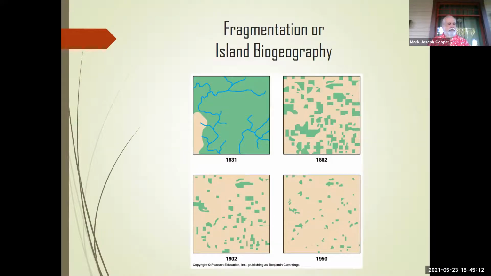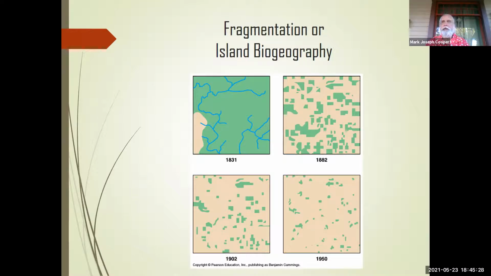So island biogeography is looking at islands, but as we look at land on the mainland, what we're doing is we're chopping it up, we're fragmenting it. And if you look at this now, what it looks like is a bunch of islands.